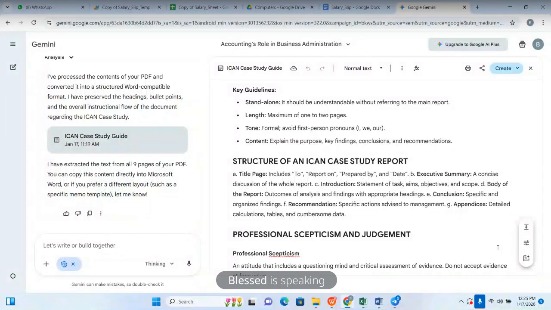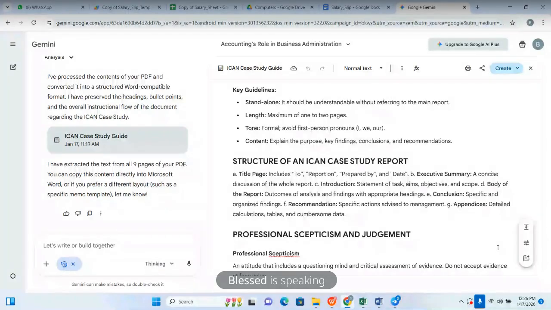So okay, let's continue. We have the structure of an ICAN case study report. We have the title page, the title of the report, prepared by, date, executive summary. So the first thing is our title page.